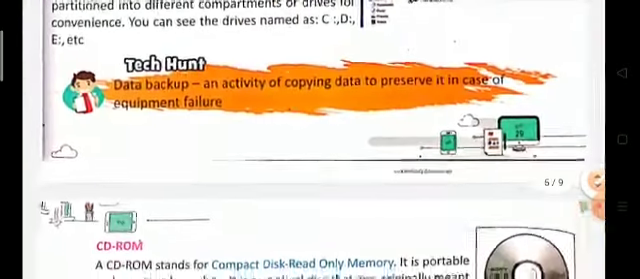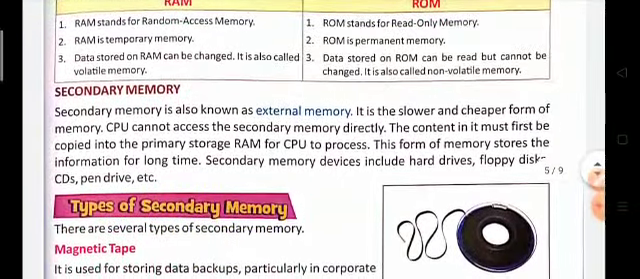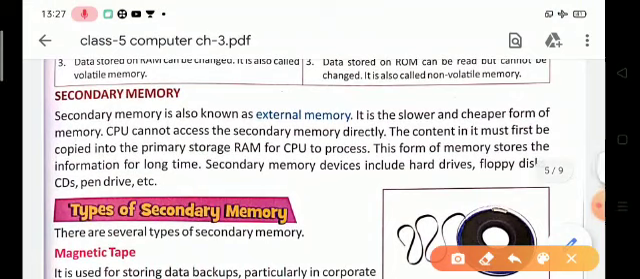Now secondary memory. Secondary memory is also known as external memory. It is slower and cheaper than primary memory. The CPU cannot access the secondary memory directly, but the CPU can access the primary memory directly. That is the difference between secondary and primary memory.